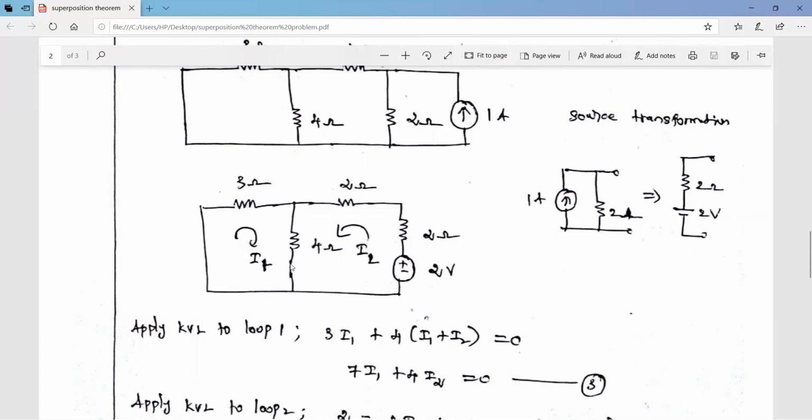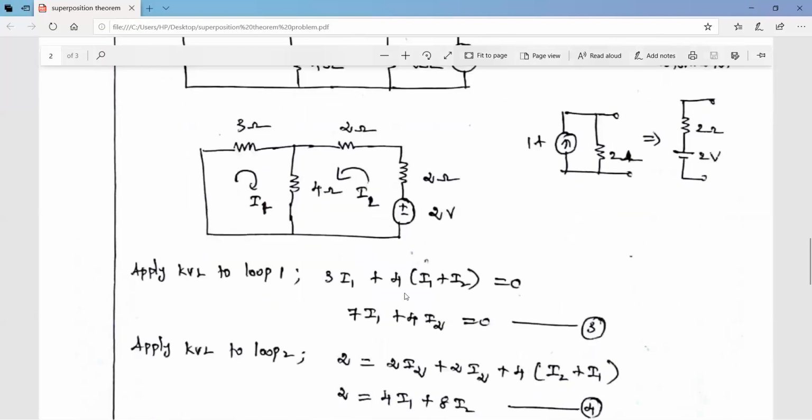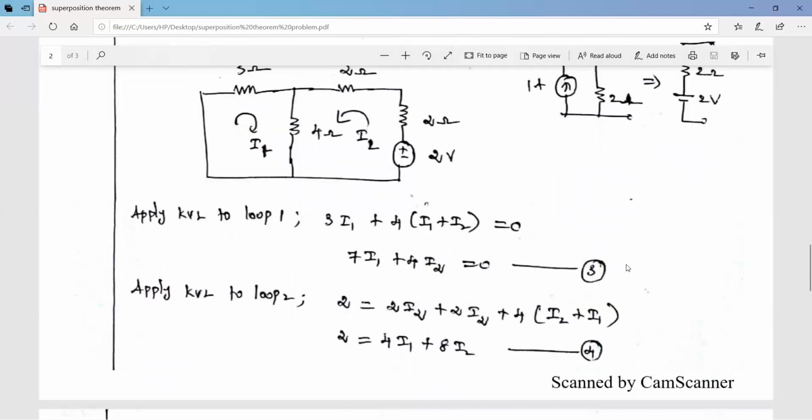I1. What is the current flowing through the 4 ohm resistor? I1 is flowing like this, I2 is flowing like this. So both the currents are in the same direction. So that's why we have to add. So the KVL equation for the first loop is 3 into I1 plus 4 into (I1 plus I2) equal to 0. Okay, so you just rearrange it, we will get the equation.